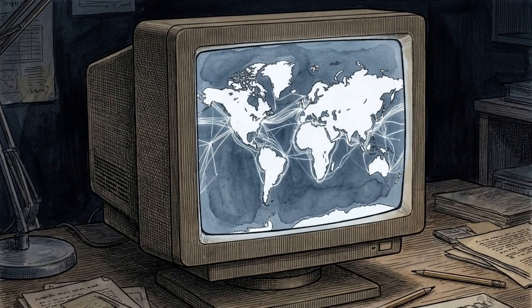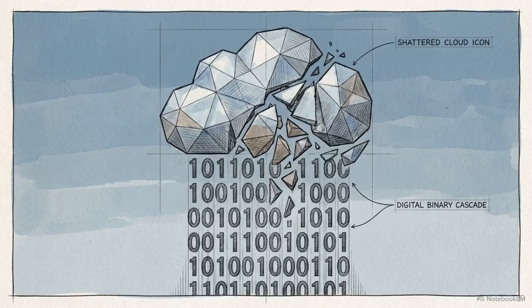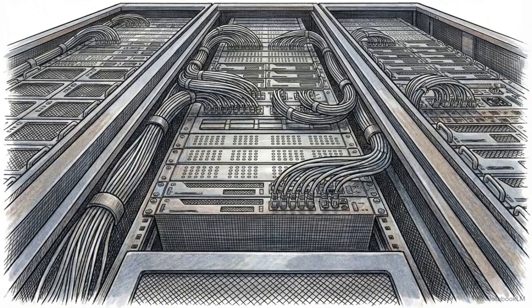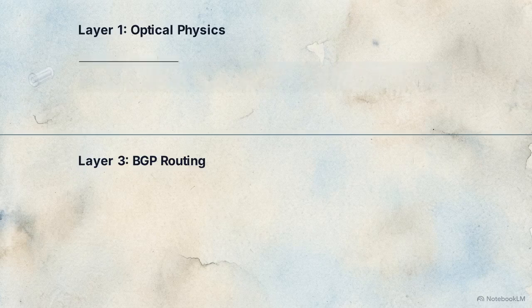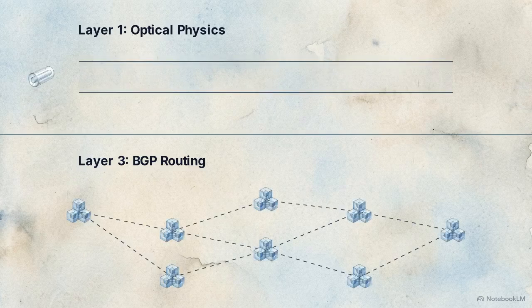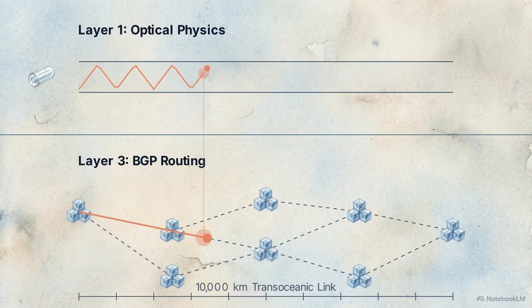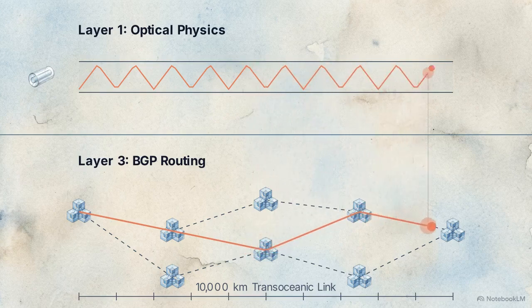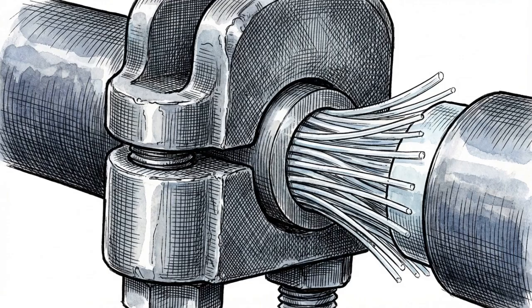To understand how global connectivity actually functions, we have to strip away the concept of the cloud and examine the system starting from the physical layer upwards. This requires looking at the exact intersection of optical physics and software routing frameworks required to move data across massive geographic divides. Software routing remains subservient to the limits of physical infrastructure.